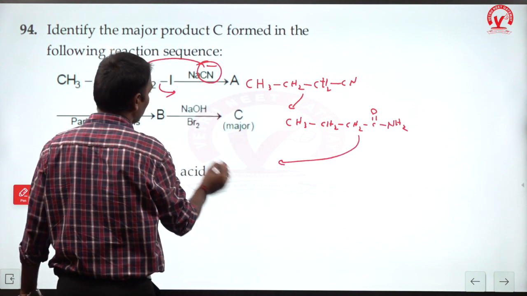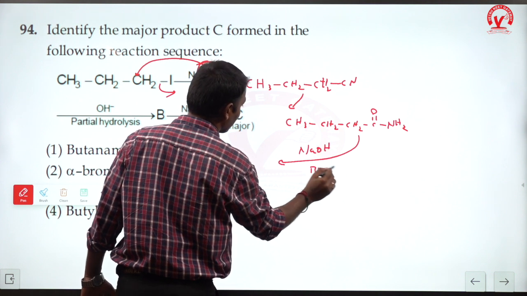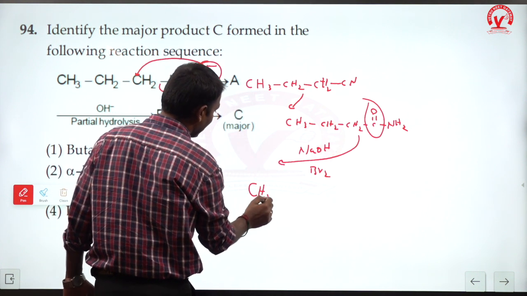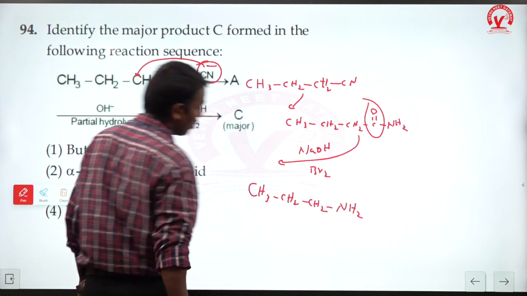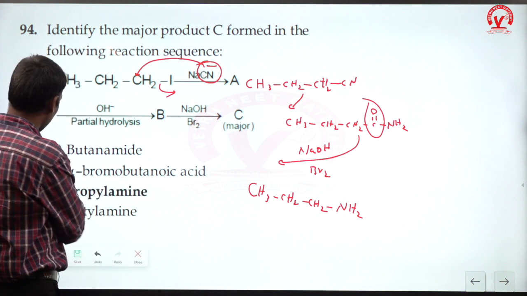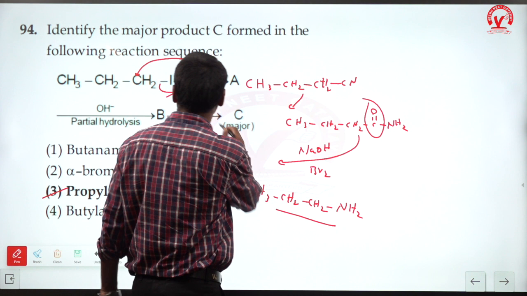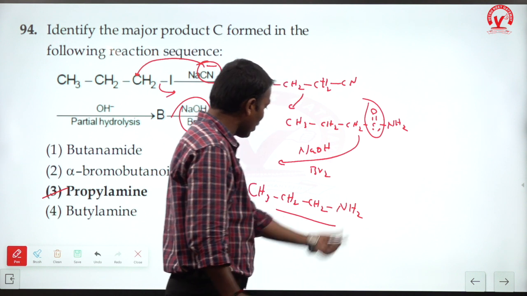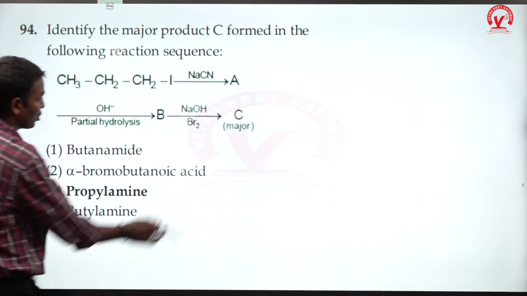From here, NaOH in Br2, that is a Hofmann degradation that takes place here. This CO goes out and we are getting here CH3CH2NH2, that is propylamine, a 3 carbon chain amine. We are getting this in this process: one carbon is lost, the amide group is converted to an amine group, right? So propylamine we will get in this process, finally C, that is. Then move on to the next question.